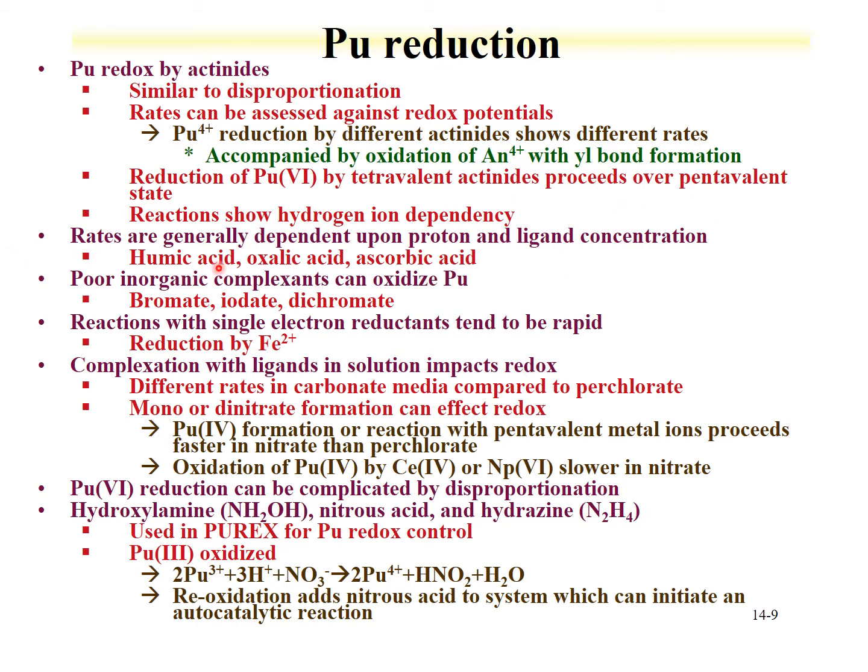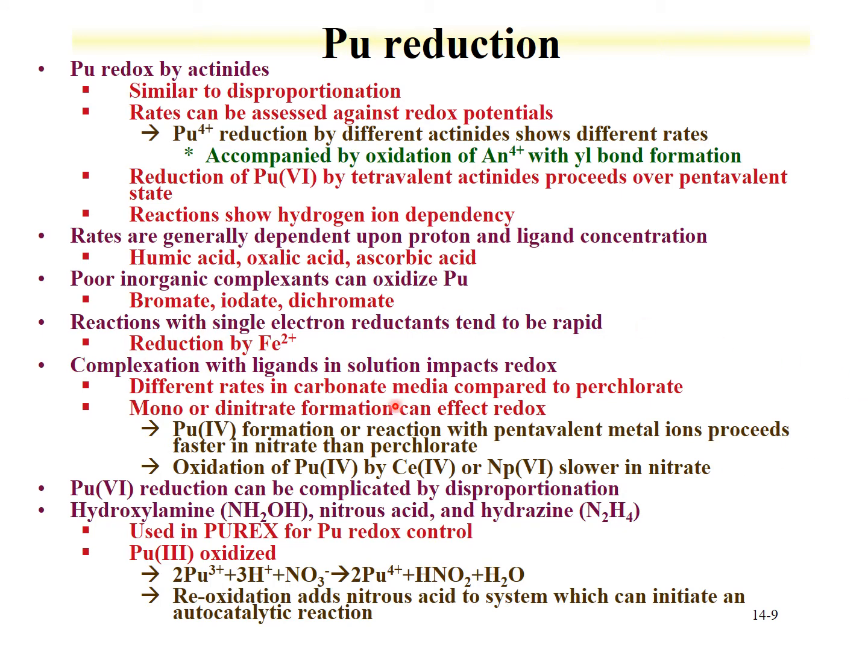Ligands, for instance these organic ligands here, can wind up stabilizing some lower oxidation states, such as plutonium-4. Things that are reduced or oxidized through single electron transfers, such as a single electron reductant, tend to be rapid. So reduction by iron 3 tends to be a rapid route for changing the oxidation state of plutonium. And then there's complexation, which can change the stability of different redox states.